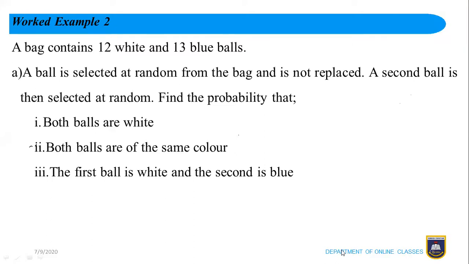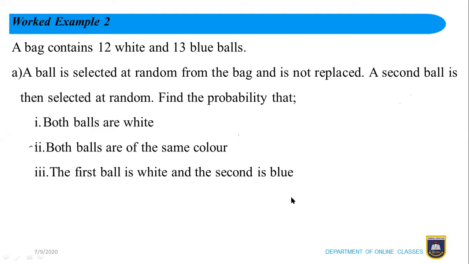So the first one he said, probability that both balls are white. So we find the probability that the first ball is white and the second ball is white. The probability that the first ball is white is 12 over 25 times the probability that the second ball is white. Because it is without replacement, the number of balls will decrease, so you get 11 over 24. So the probability that both balls are white will be 11 over 50.